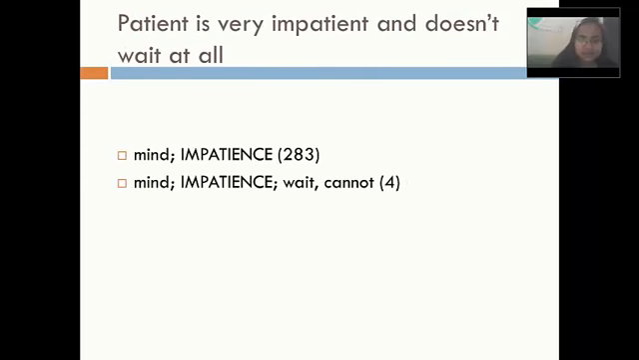If your patient is very impatient and doesn't wait at all, there are many patients who constantly ask you, can we come in, we can't wait, you have to give us the appointment on time, like this. If your patient is very impatient, you can take this rubric, mind, impatience. Impatience is an expression of the mind, so you have to go into the mind chapter and find this rubric, impatience. And there is also a sub rubric, wait, cannot. So I have taken both of them together.